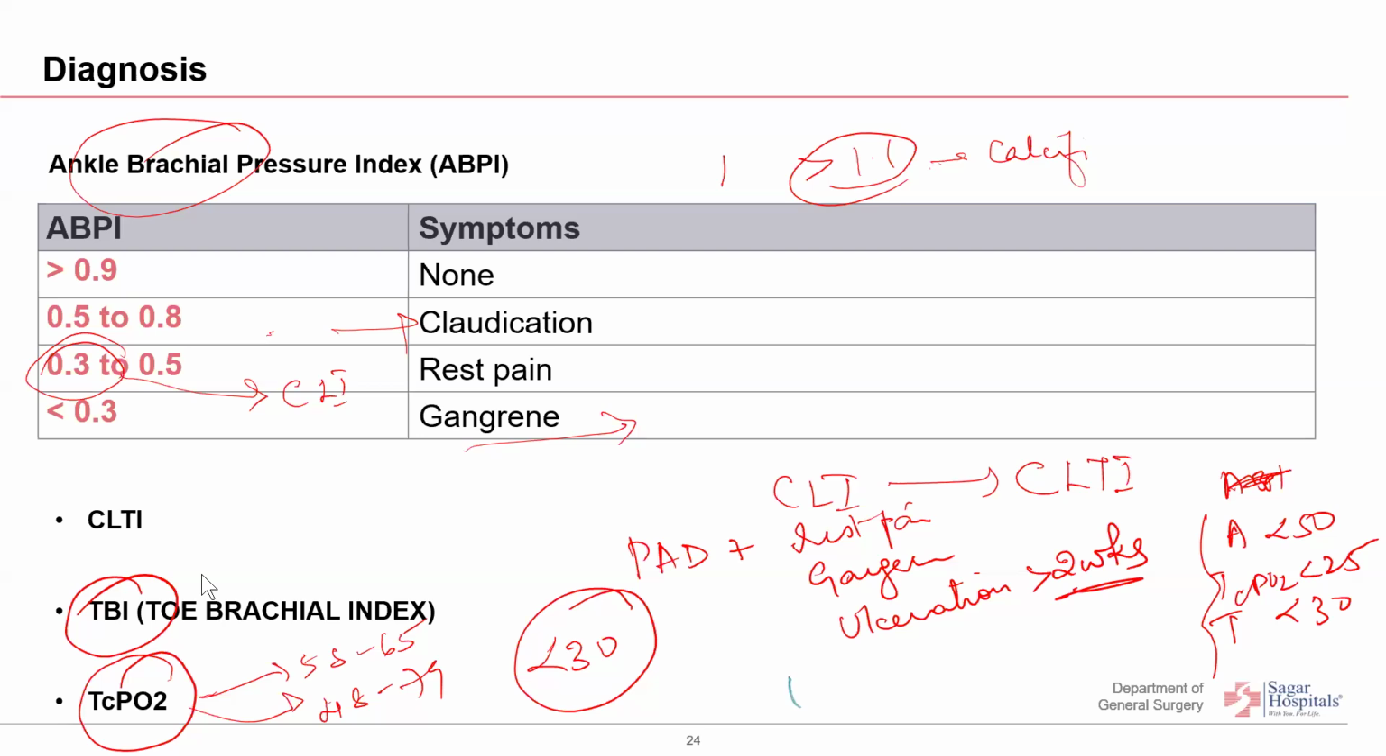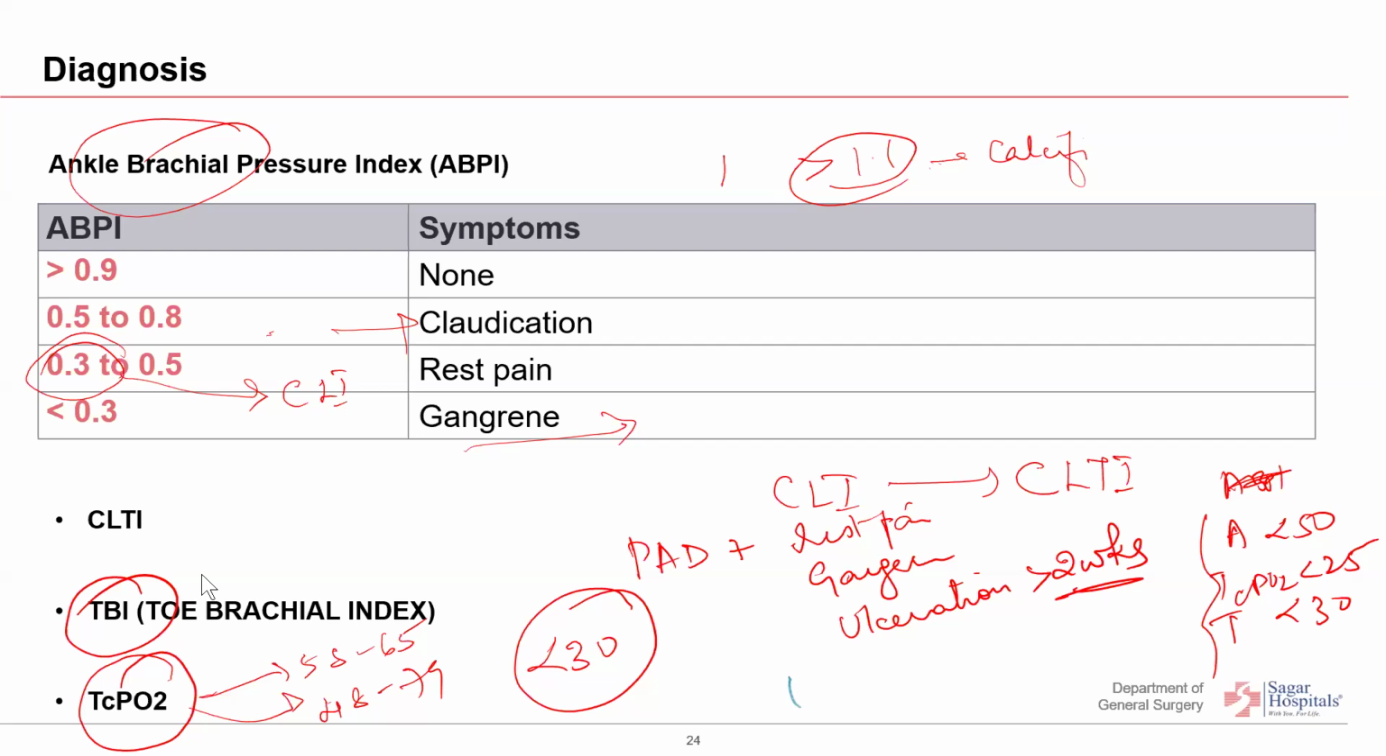Is there any other investigation apart from ABI, TBI, TcPO2 you told? Sir, next is Doppler. Something before Doppler? Plethysmography. Yes, correct. Pulse volume recording or air plethysmography.